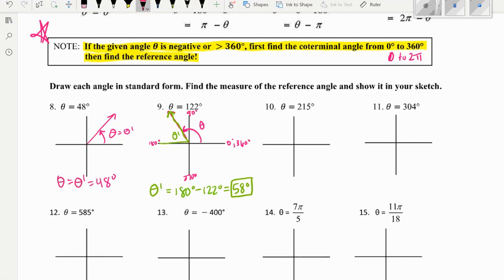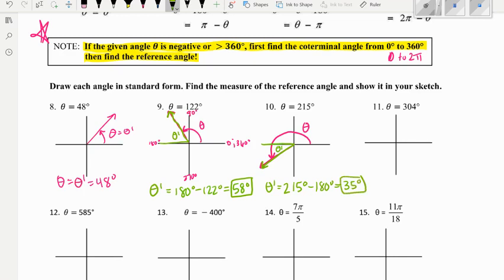Looking at the next one, we have 215 degrees, which we know is in quadrant 3. So 215 degrees would be somewhere in here. From here to here is theta, and the reference angle is going to be this angle right here. To find the reference angle theta prime, because we've gone past 180, we take the given angle, 215 degrees, and subtract 180 degrees from it, and that gives us a reference angle of 35 degrees.